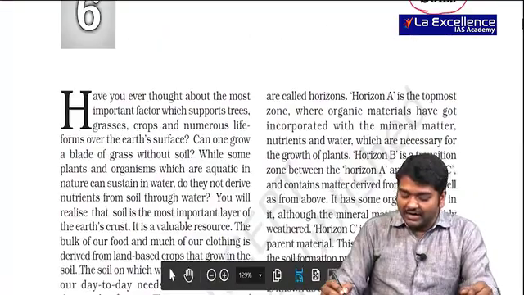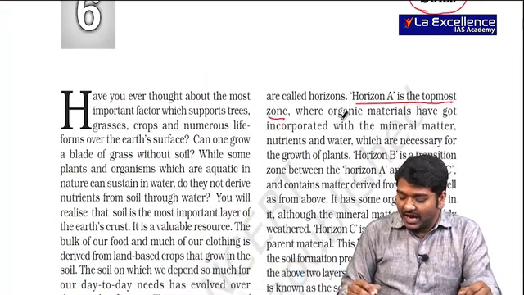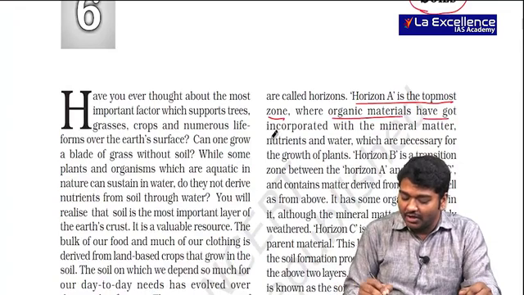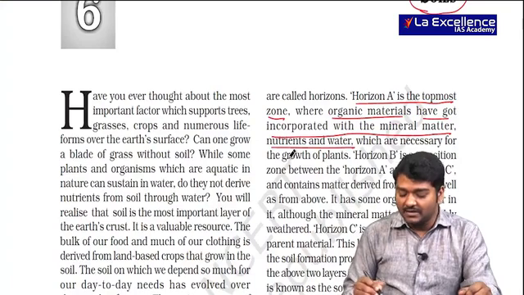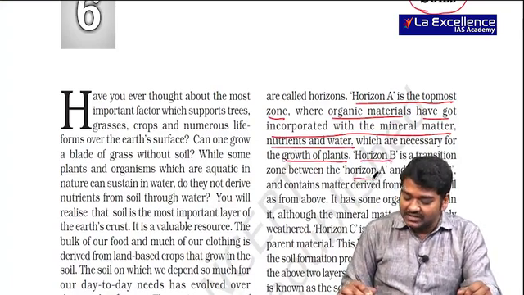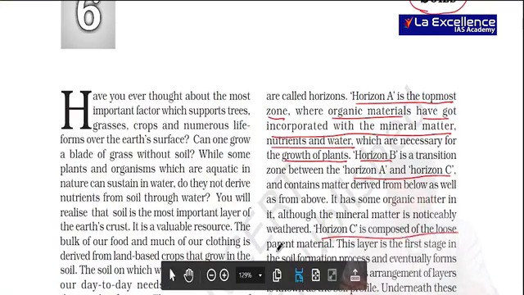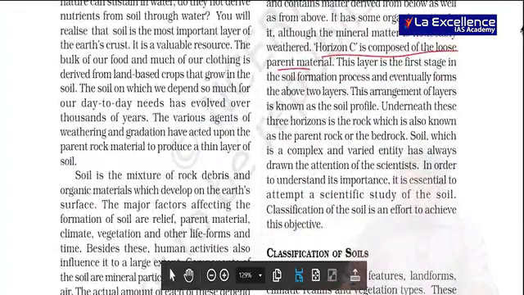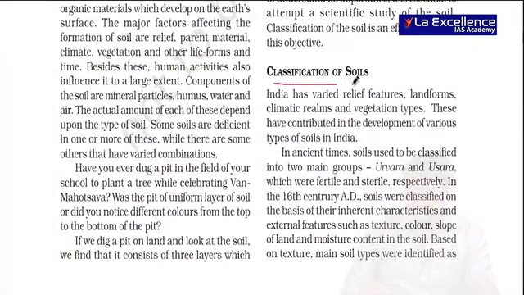So, here we try to observe the first important thing: horizon A is the topmost zone, in which organic materials have been incorporated, and water and nutrients are present for the growth of plants. Then you have horizon B, which is the transition between horizon A and C and contains matter derived from both above and below. And then you have horizon C, which is directly obtained from the parent material. This is what we try to observe. After this, we need to understand the classification of soils.